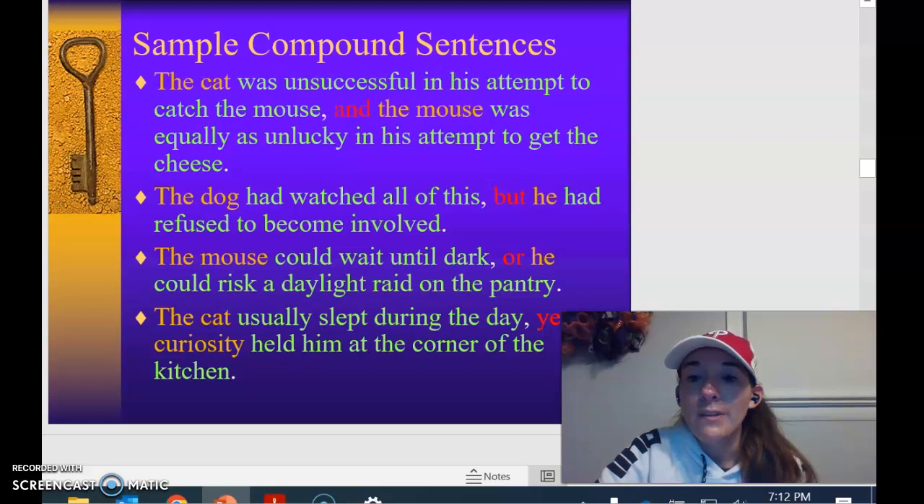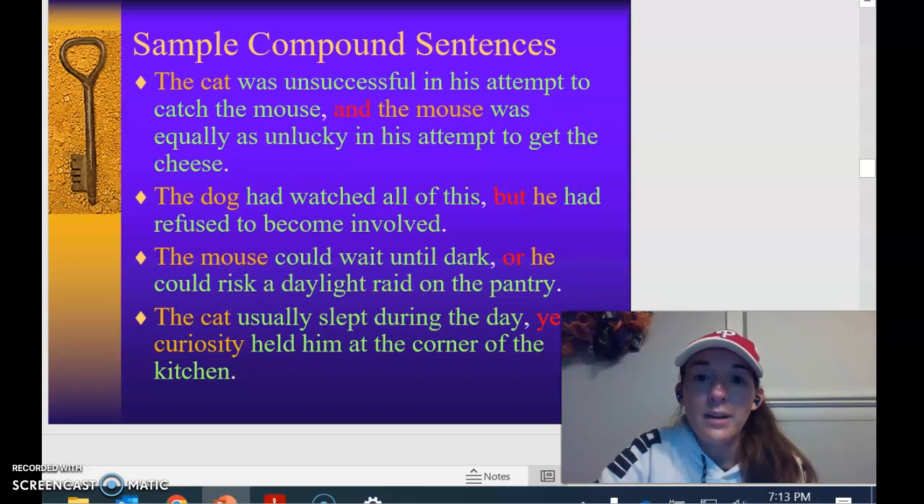And then we have another subject, the mouse, was equally as unlucky in his attempt to get the cheese. So that is the mouse's action in comparison to the cat and its action. In our next example, the dog, which is our subject, had watched all of this, which is its predicate. Then the but is our conjunction, but he had refused to become involved.